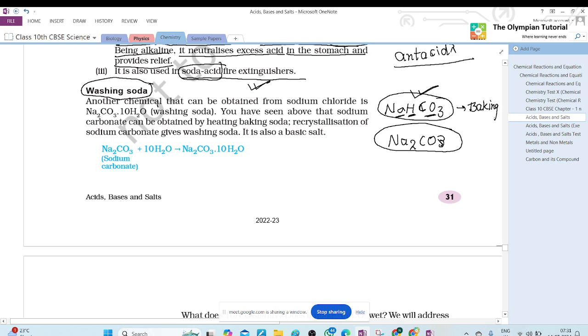I really faced this situation many times. Again I am looking at these two salts, and again I am confused which one is washing soda and which one is baking soda. So if you are not confused, you can learn according to your way. But from the situation I faced, I am telling you sodium bicarbonate means baking soda, and the remaining one is washing soda.